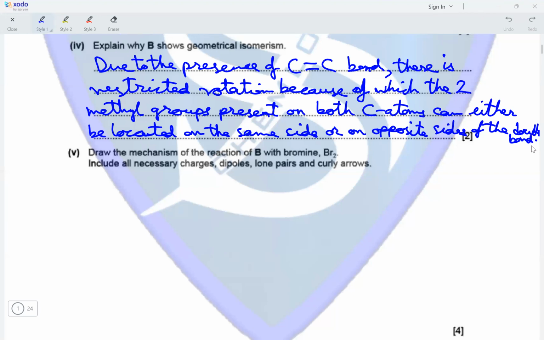Draw the mechanism of the reaction of B with bromine. Include all necessary charges, dipoles, lone pairs, and curly arrows. So B is CH3, CH, double bond, CH, and then CH3. There will be a pi electron cloud around the double bond, and we will have a bromine molecule with one of the bromine atoms having a partial positive and the other having a partial negative charge due to uneven distribution of electrons at a particular moment in time.